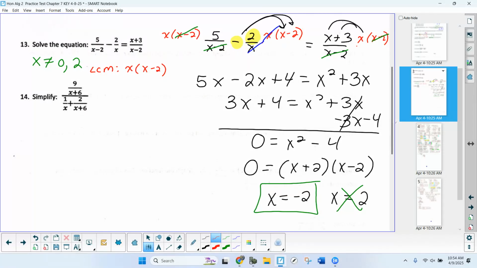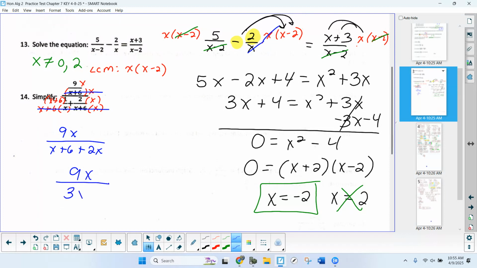All right, here. What's this one missing? X. What's this one missing? x plus 6. What's this one missing? X. Okay, when you do that, what happens to all your denominators? They go away. So what do you have in the numerator? 9x. What do you have in the denominator? x plus 6 plus 2x. Okay, what's x plus 6 plus 2x? 3x plus 6.